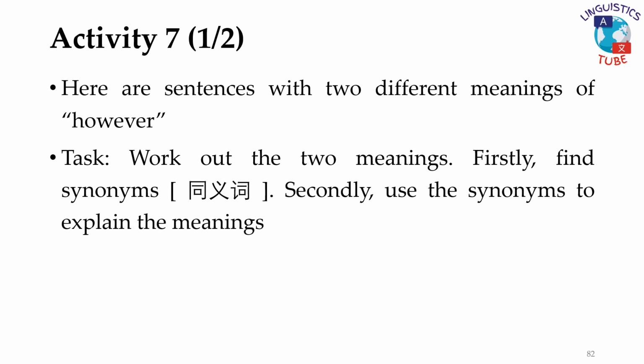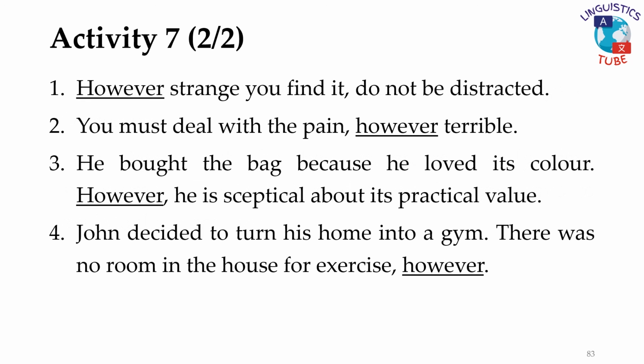In our next activity, you will see sentences with 2 different meanings of however. This time, I won't tell you the meanings, so your task is to work them out by looking at the sentences. Firstly, find synonyms, which are words with the same meaning. Secondly, use the synonyms to explain the two meanings of however. One. However strange you find it, do not be distracted. 2. You must deal with the pain, however terrible.